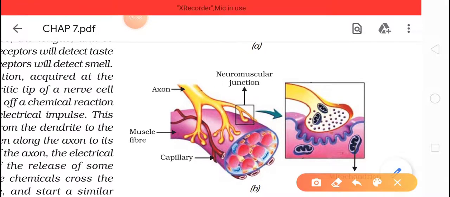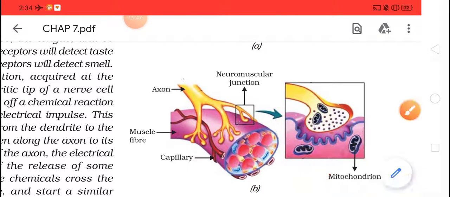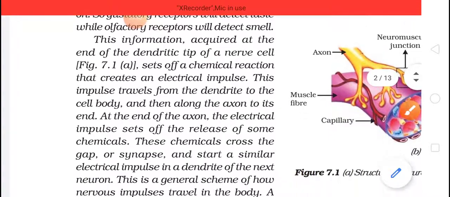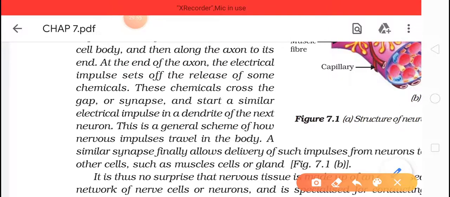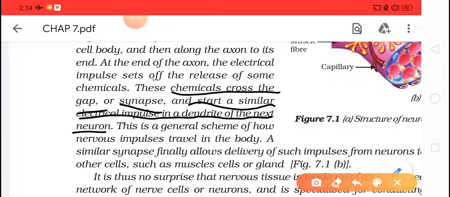So the impulse is moving, and the gap between the two is known as the synapse. Let's underline this line so that it will be clear. The chemical will cross the gap, or the synapse, that is present, and start a similar electric impulse in the dendrite of the next neuron. So it will start this reaction in the second neuron also, and it will travel from one area to another.